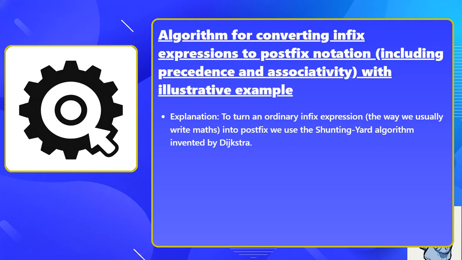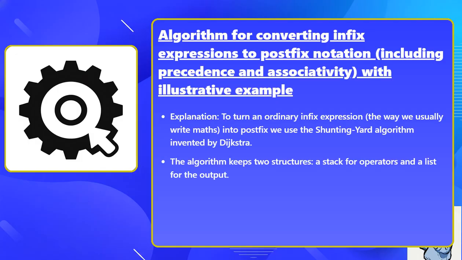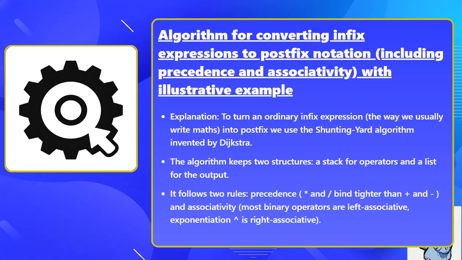Explanation: to turn an ordinary infix expression, the way we usually write maths, into postfix, we use the shunting yard algorithm invented by Dijkstra. The algorithm keeps 2 structures, a stack for operators and a list for the output. It follows 2 rules: precedence, times and divided by bind tighter than plus and minus, and associativity. Most binary operators are left associative, exponentiation is right associative.